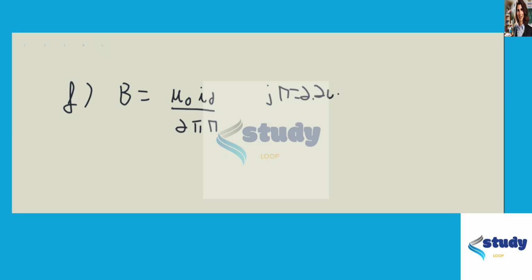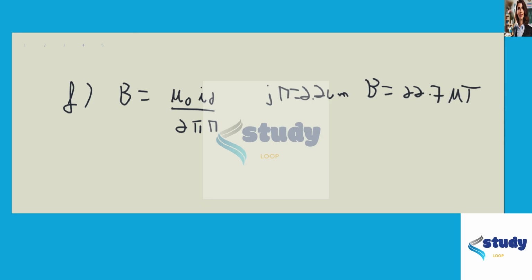Now F is outside, so the field is mu0 I_d divided by 2 pi r. And now r is 2.2 centimeters, and B becomes 22.7 millitesla.